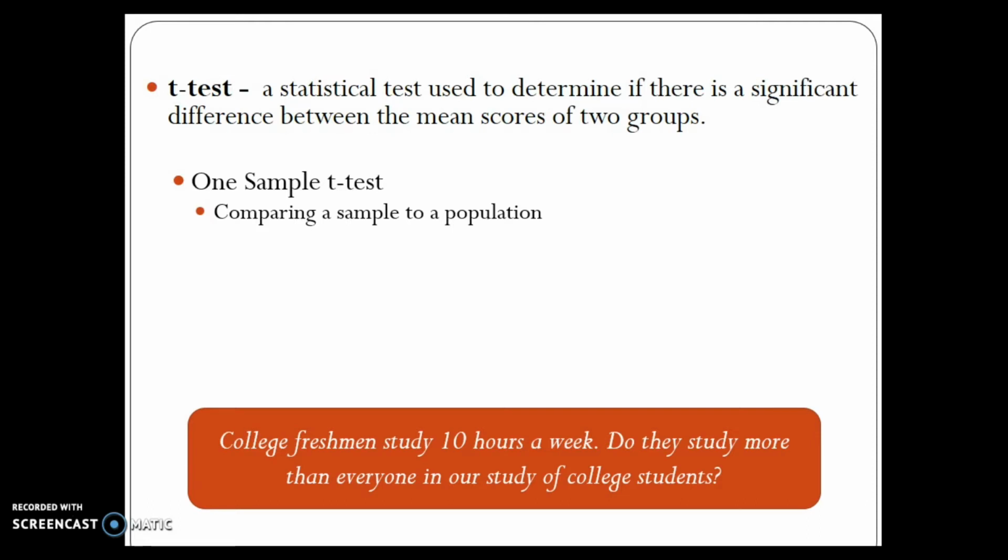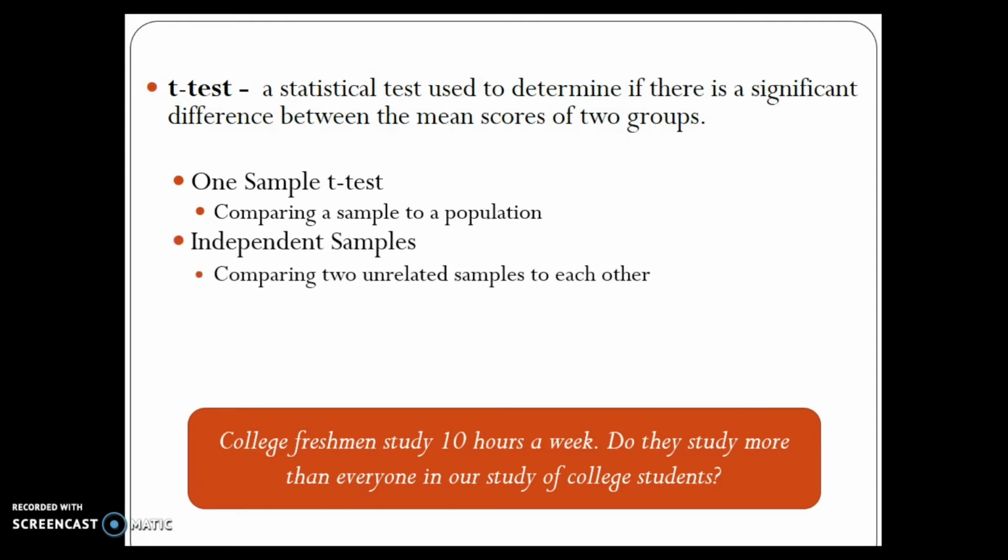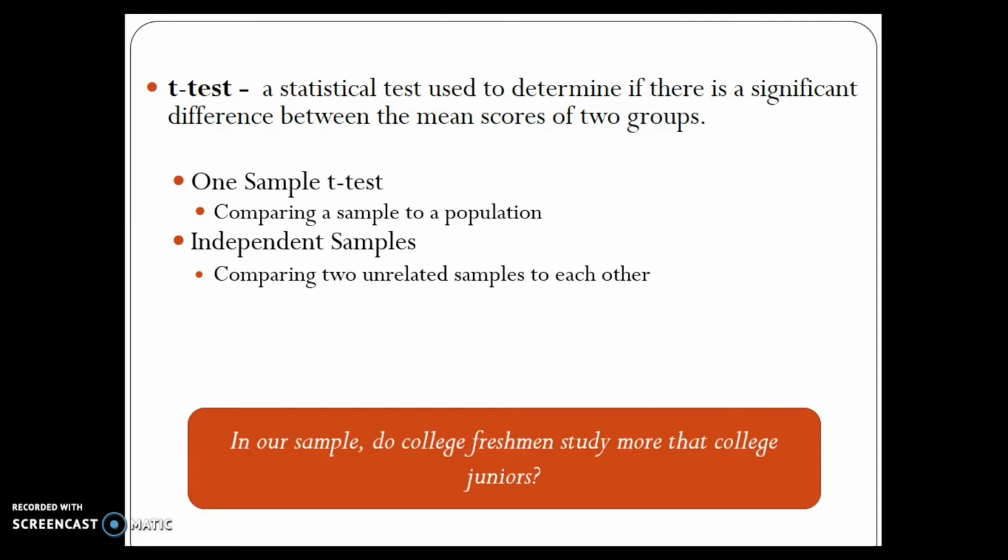The most common type of t-test is probably the independent samples t-test, where you compare mean scores on two unrelated samples. For instance, this question here, in our sample, do college freshmen study more than college juniors? So you compare essentially just two groups that have nothing in common with one another.